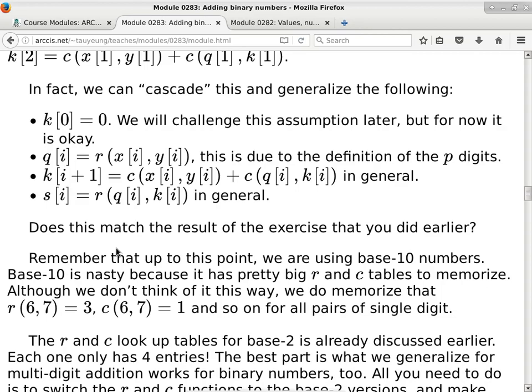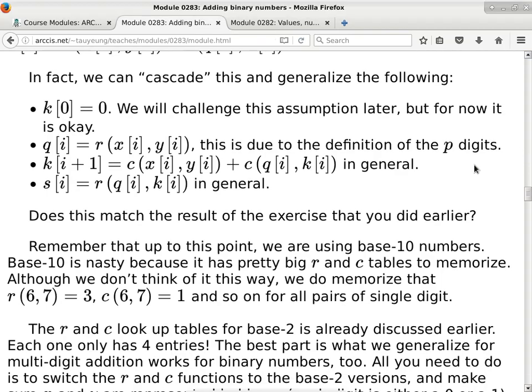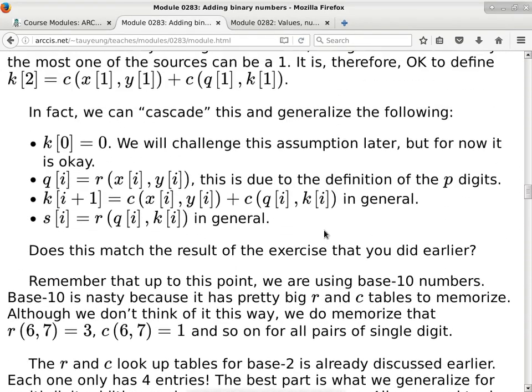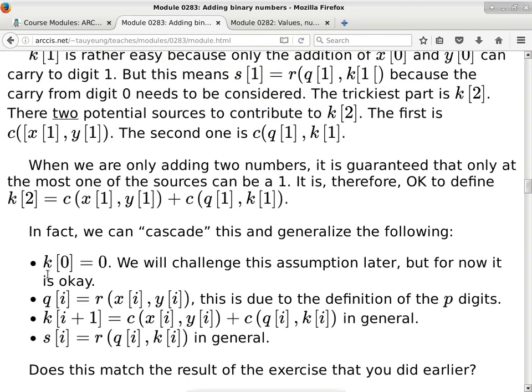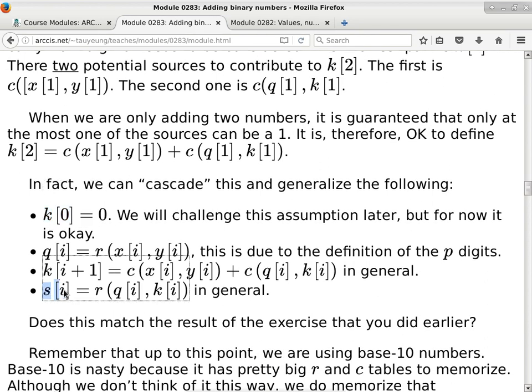That's the structure of this thing. Okay, so let's scroll to a particularly structural part. When you look at this, K stands for carry because I don't want you to use C. C is already used for the function itself. And S is the sum, the actual answer that you want. Q is intermediate.